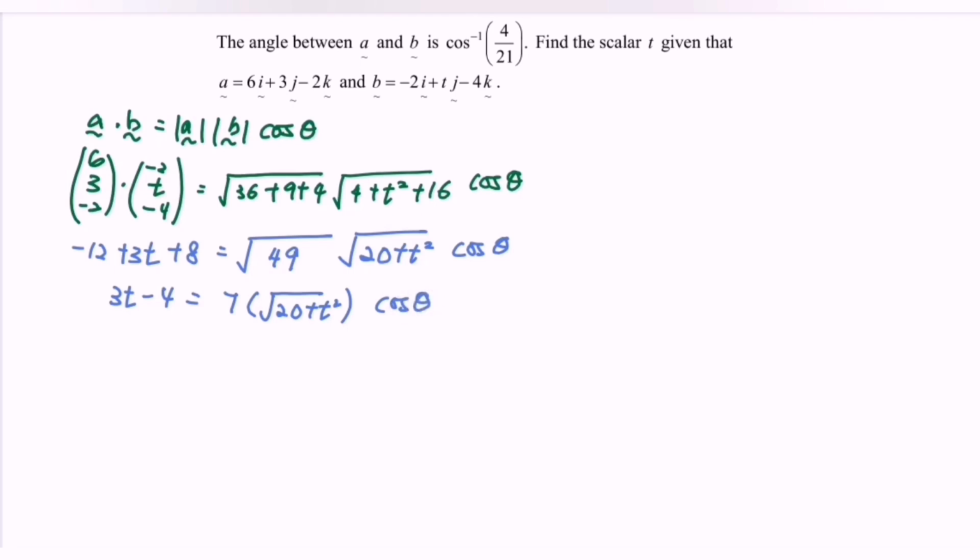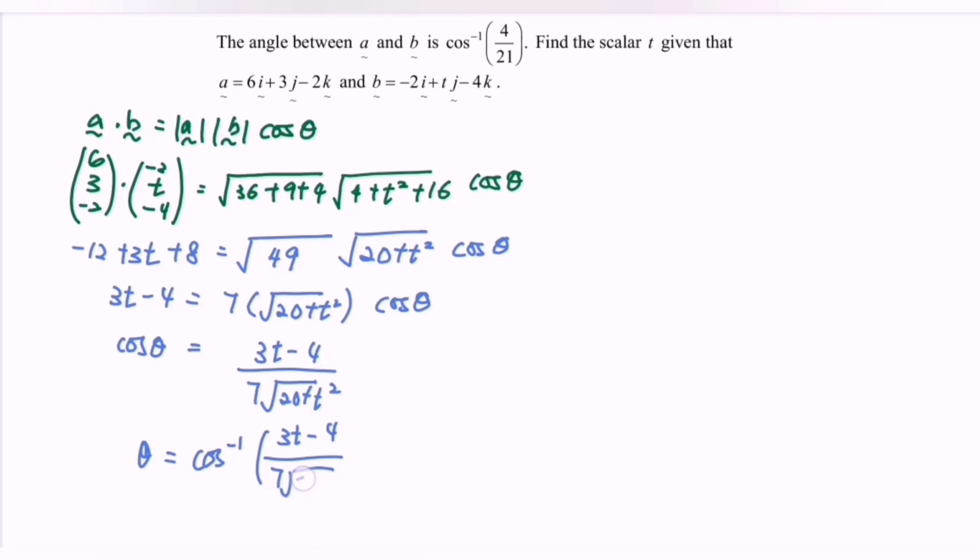Continue. Kindly rearrange the equation and make cos theta the subject. So here we have cos theta equals 3t minus 4 over 7 multiplied with the square root of 20 plus t squared. So theta equals arc cos of 3t minus 4 over 7 multiplied with the square root of 20 plus t squared.